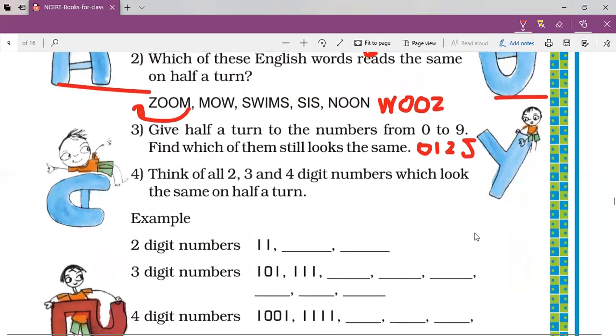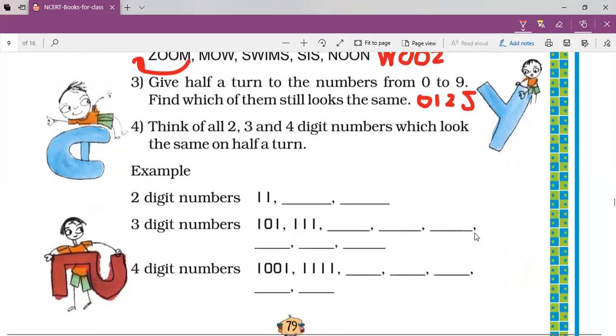Fourth question: you have to write numbers, 2-digit numbers, 3-digit numbers, 4-digit numbers. If you get this number over here, which number looks the same?